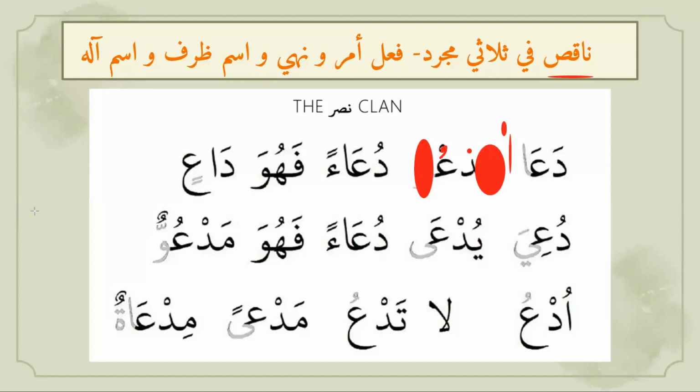Hold on, let me take the marker form. Okay, so damma over here. Udu, this is sukoon, not a dot. Udu. So udu is the commanding fi'l, and la tad'u forbidding. Ism zarf on the pattern of maf'an would be mad'an, and ism ala on the pattern of mif'atun would be mid'atun.